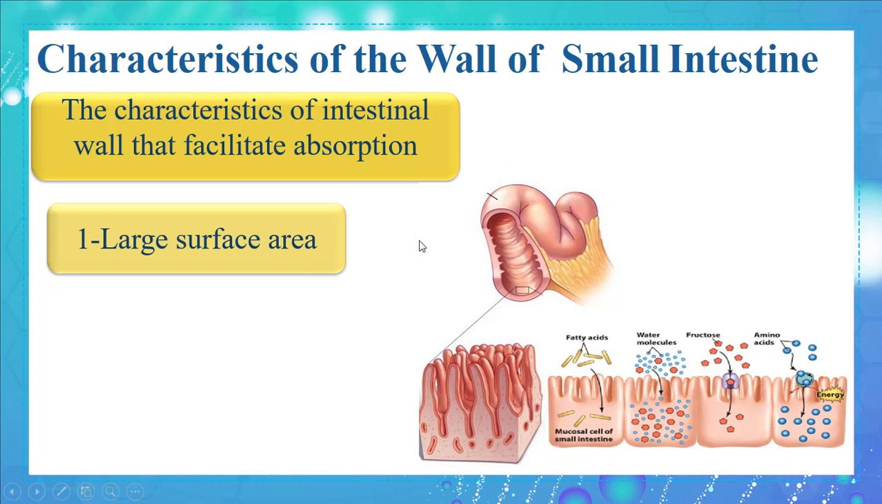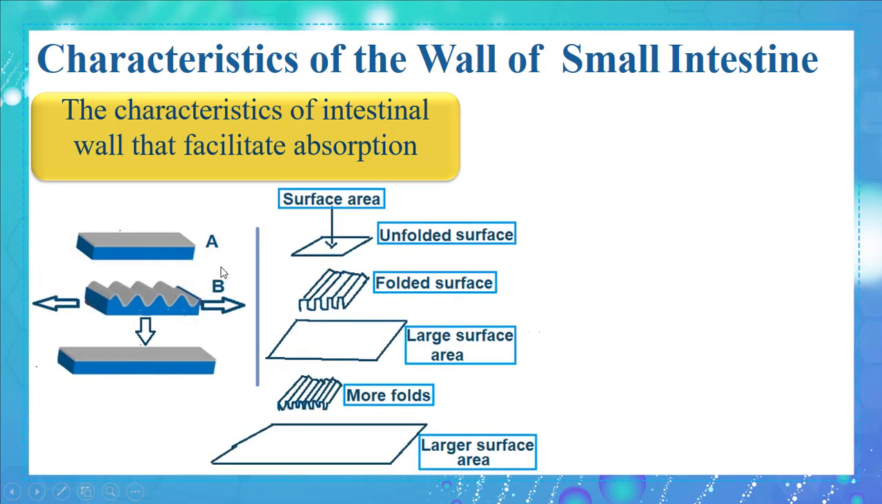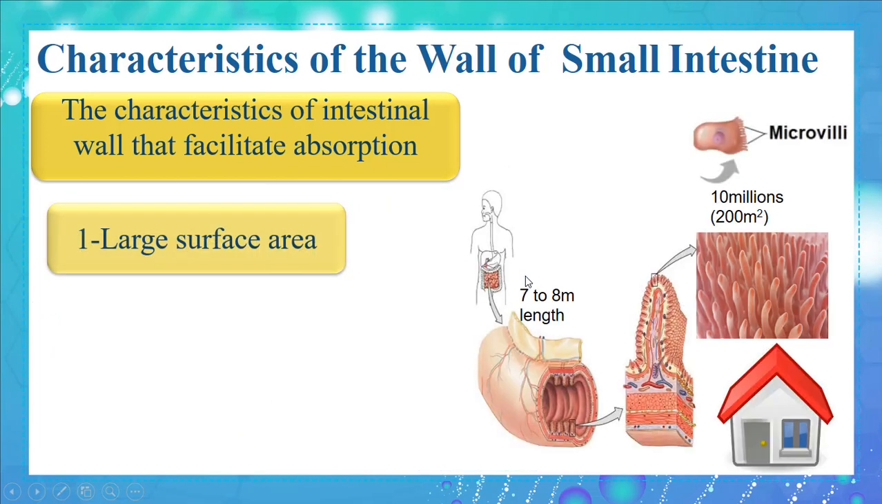In order to understand the concept of the surface area, let's consider these two structures, A and B. After the folded structure B is stretched out, it seems that its surface area is much greater than that of A, the unfolded one. So, as the folding increases, the surface area increases. Does the folded structure B remind you of something? Of course, it is the structure of the small intestine.